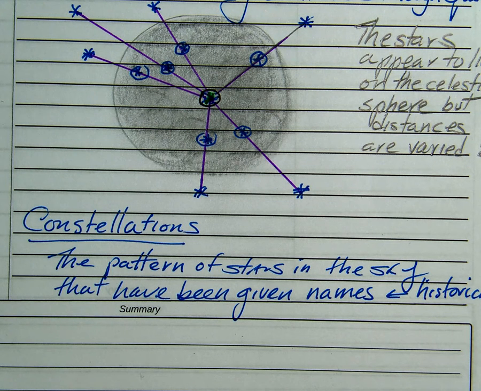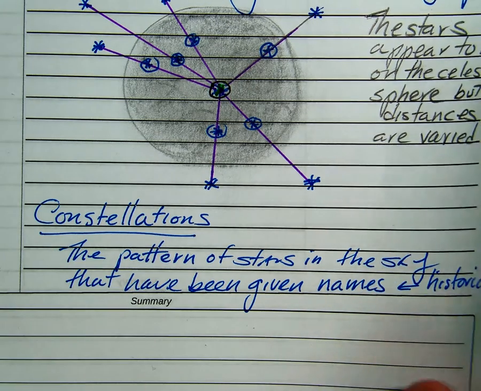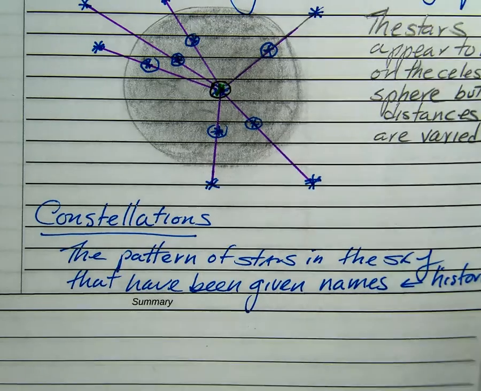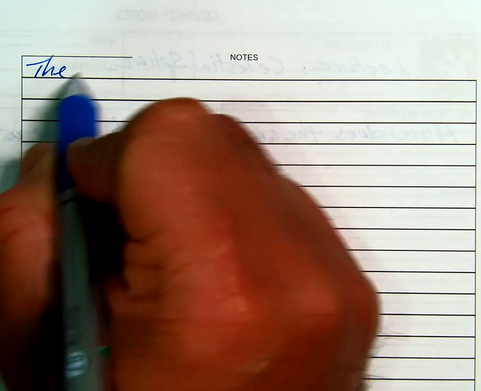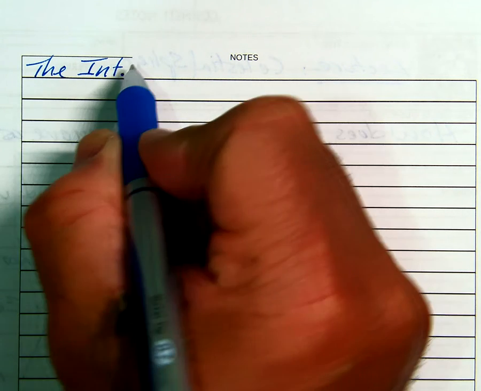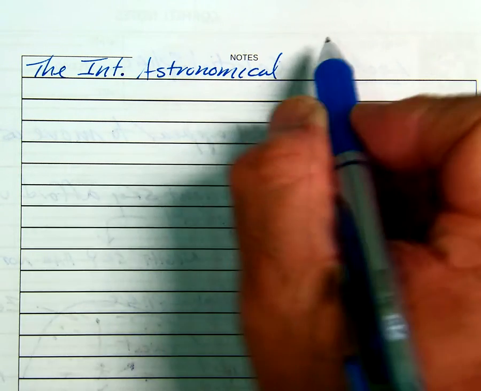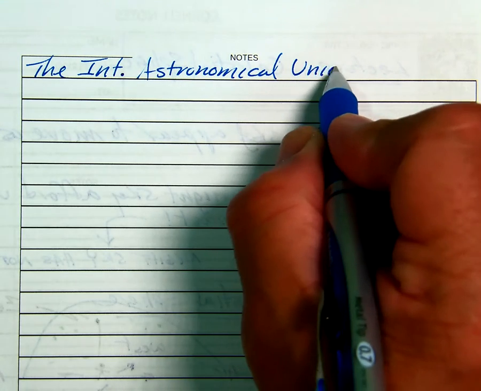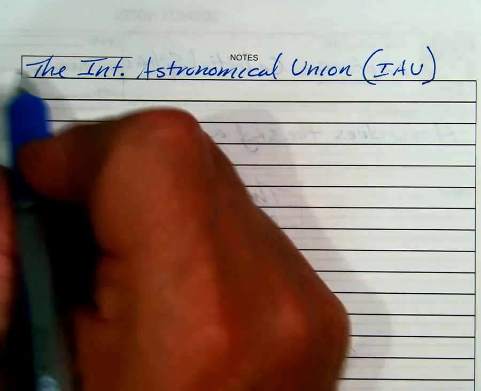So let's talk a little bit about constellations in terms of the International Astronomical Union, the IAU. So I'm going to switch over to the back. Just continue in the back, please. It's all part of the same lecture series. So at the top of the back page, the International Astronomical Union, I'm going to abbreviate International as INT, the International Astronomical Union, IAU, defines constellations.